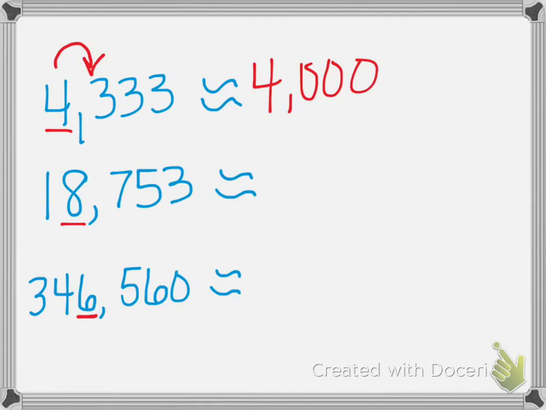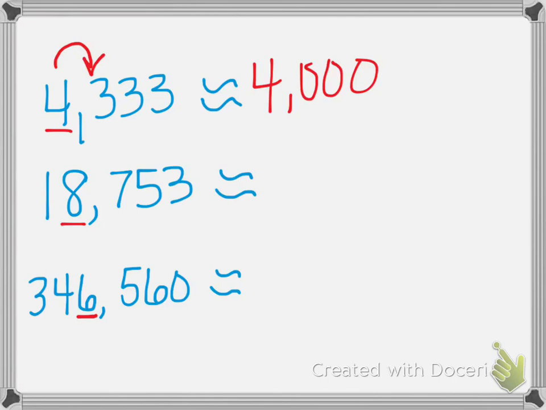Now, some kids, when they go from the vertical number line to imagining that vertical number line, when they think about that round down strategy, sometimes they would say, oh, this will round down to 3,000. And they take that 4 and they subtract 1. But we don't subtract 1. We just round it. We keep it down at that 4,000.